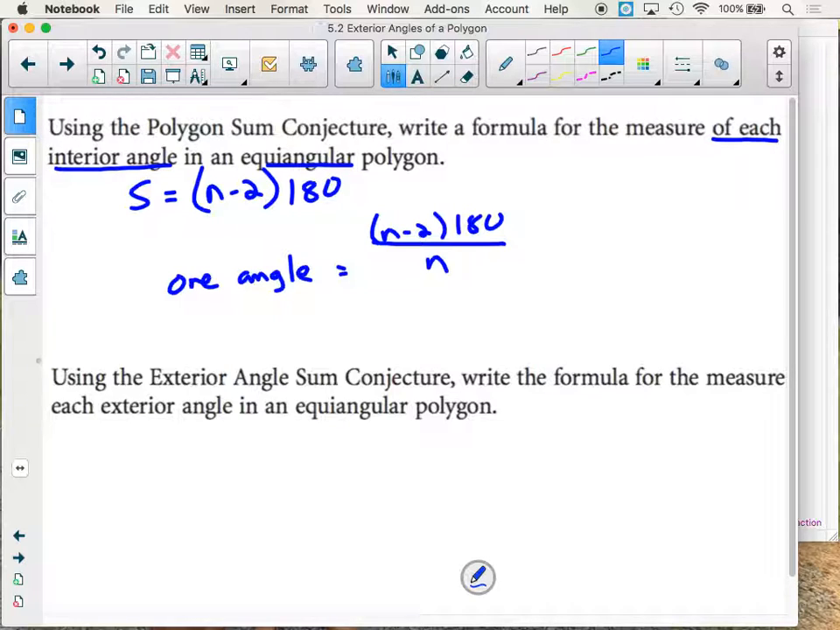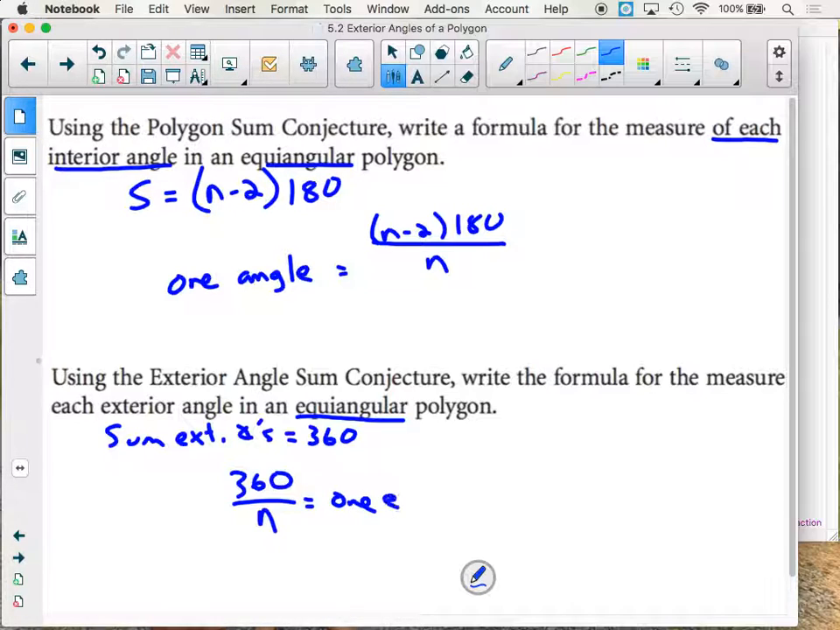Now, we had that exterior angle sum conjecture that said that the sum of the exterior angles was 360 degrees. Well, knowing that, could we determine the measure of just one exterior angle in that equiangular polygon? What do you think it would be? Well, if we take the sum of the exterior angles and divide it by the number of equal-sized angles we have, we'll get the measure of one of the exterior angles. So 360 divided by n gives us one angle when the polygon is equiangular.